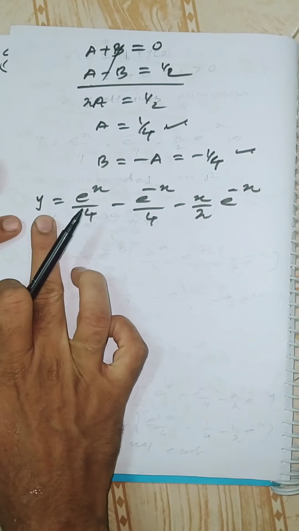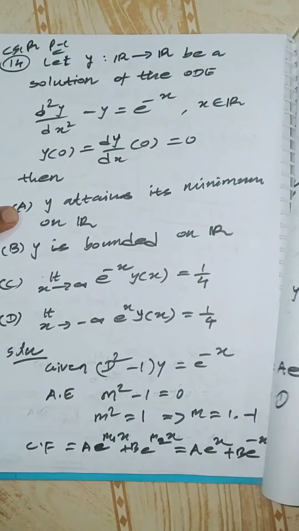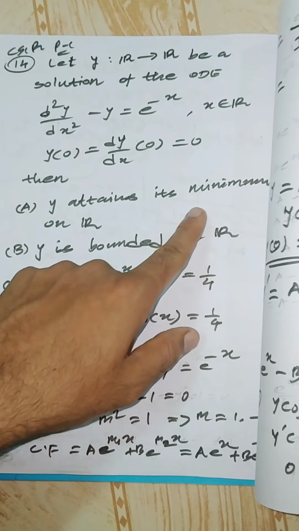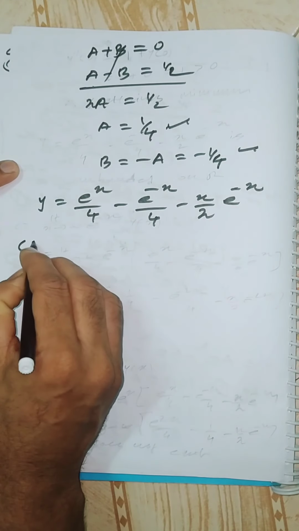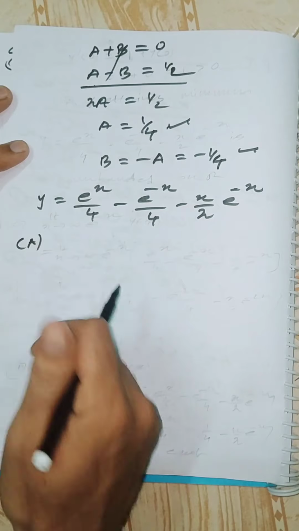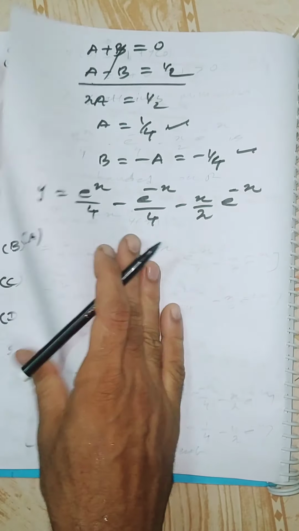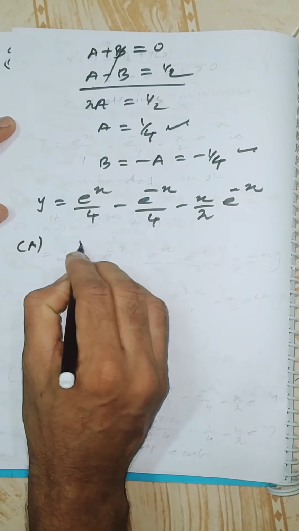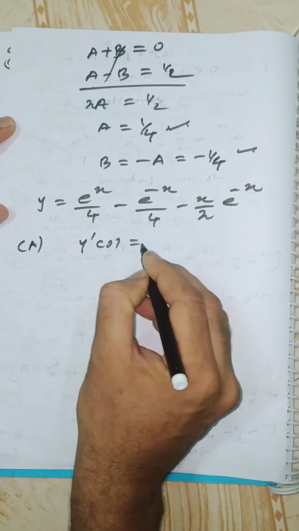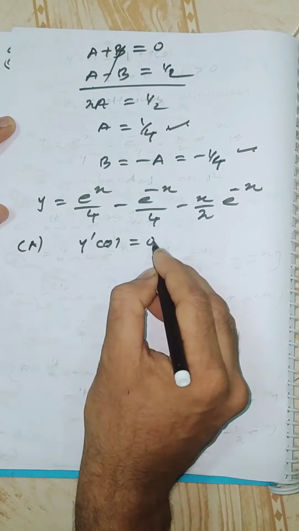So now we reach the y. Now go to the options. Y attains its minimum, we are going to find out. So first check option A, and then check the other options. Y attains its minimum on R. We know that y dash of 0 equal to 0 is given. In the first derivative test, we get 0.